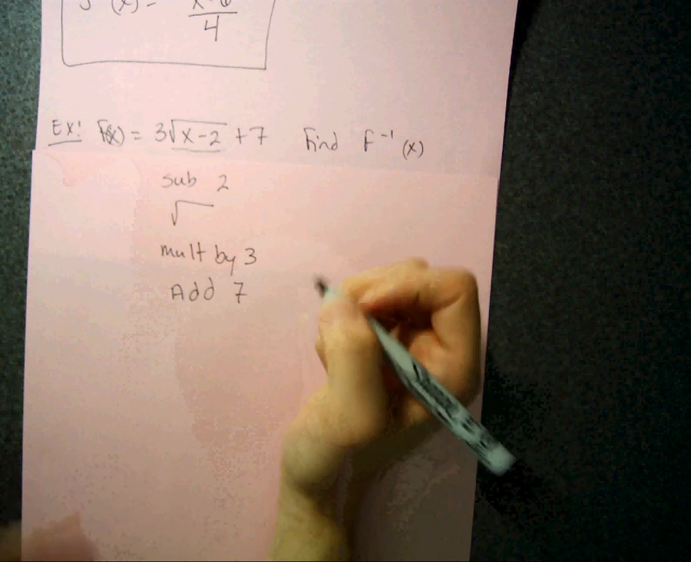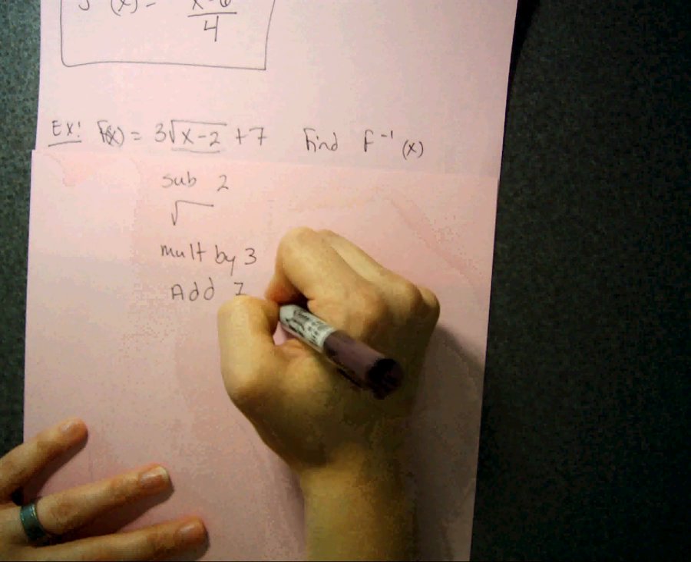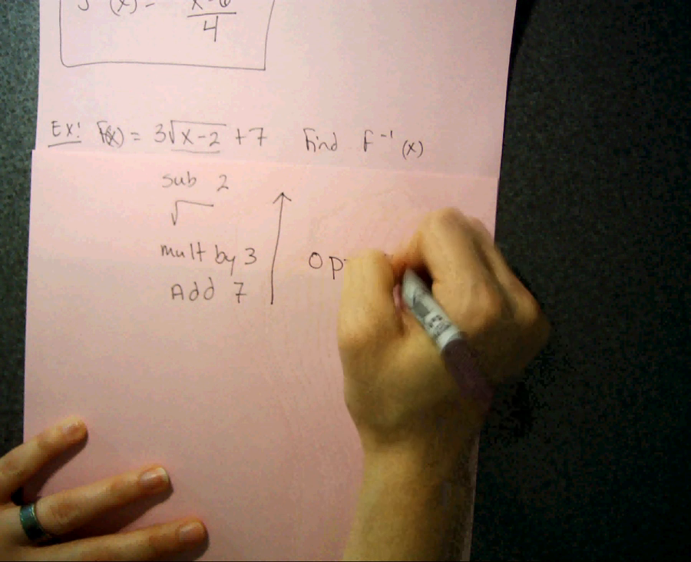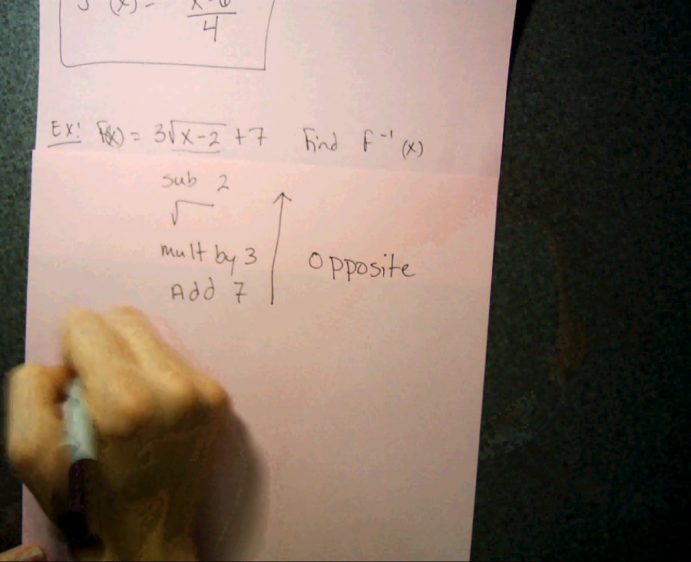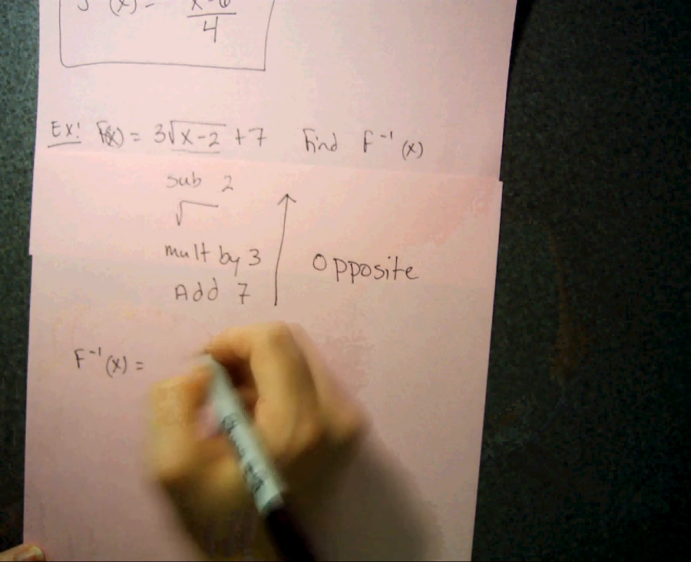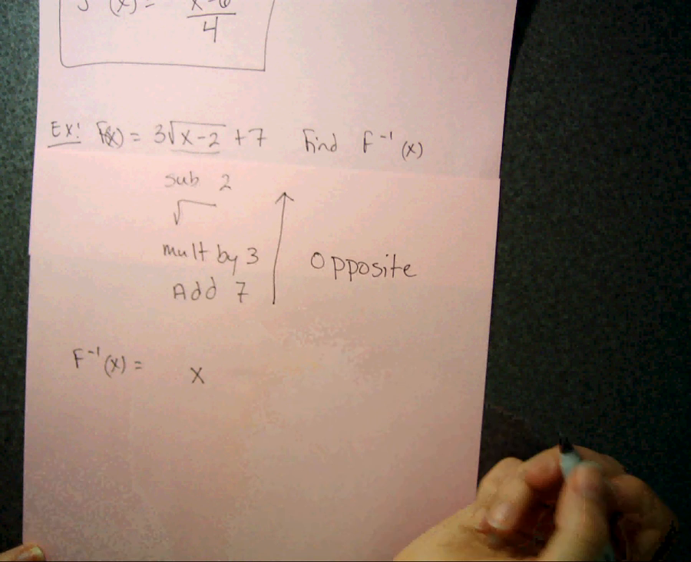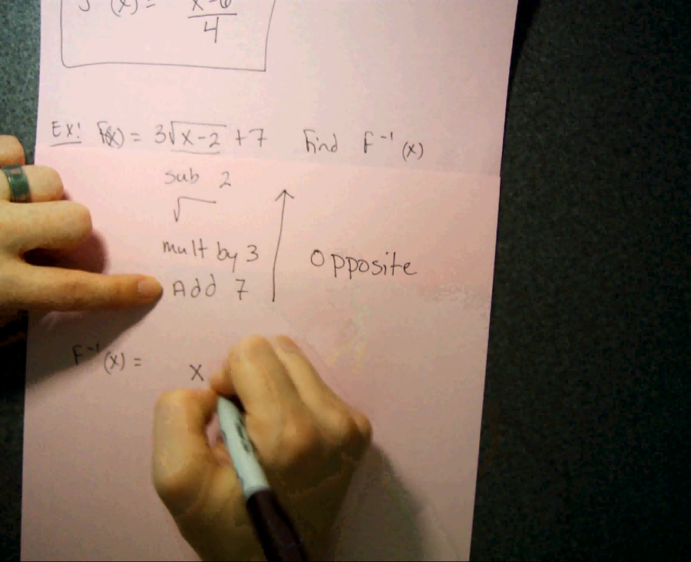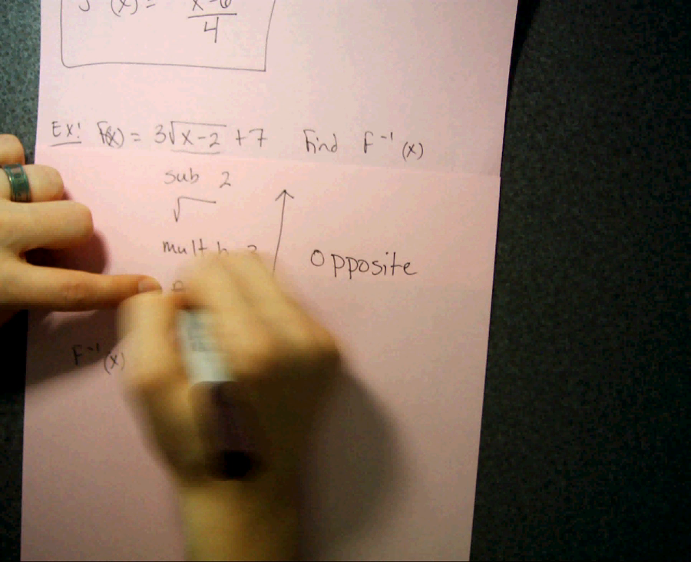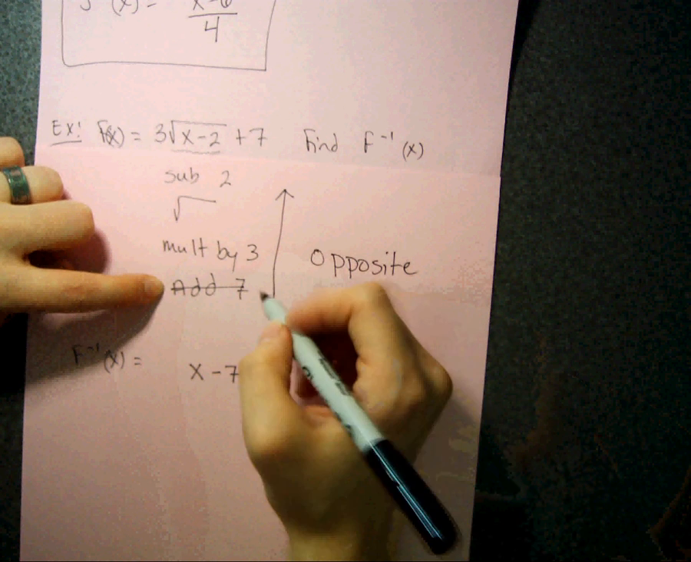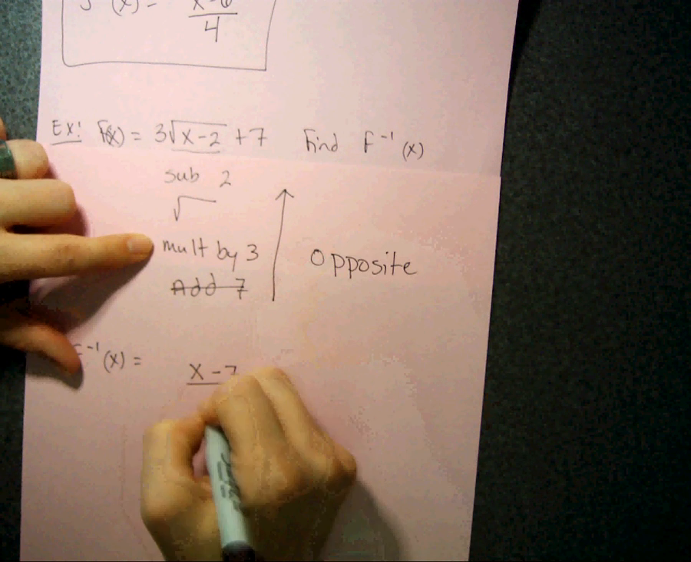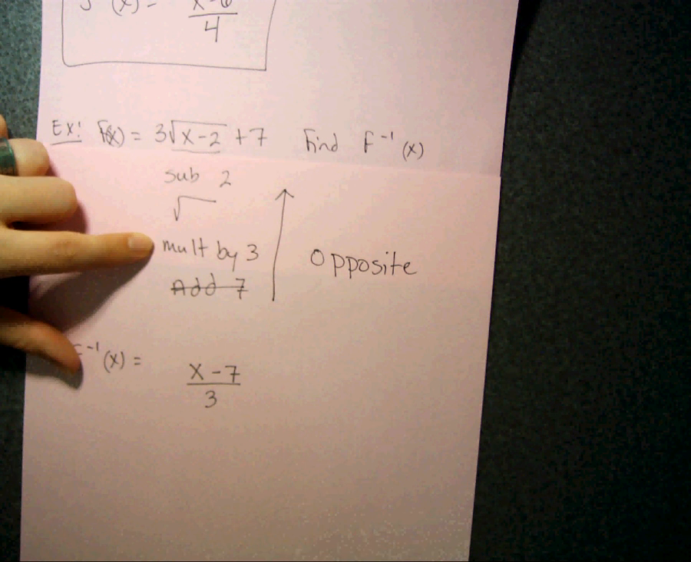So to find the inverse, I'm going to start at the bottom, work my way up, and do the opposite as I go. So f inverse, it's going to take x, and starting at the bottom of my list, I'm going to do the opposite. Instead of adding 7, I'll subtract 7. It's gone. And then I'll move up. Instead of multiplying by 3, I'm going to divide all that by 3. So I'm just adding on to whatever I have as I go.